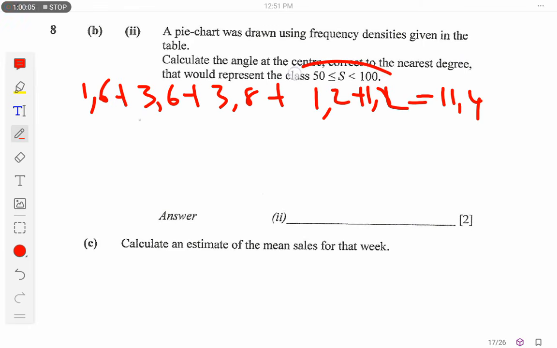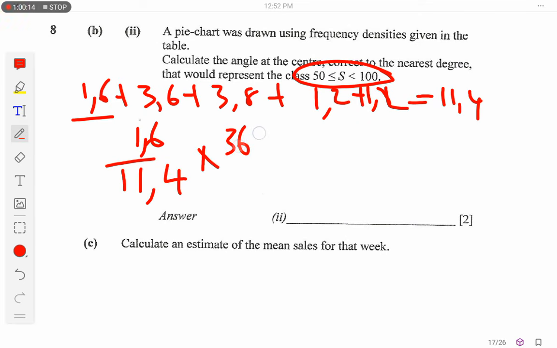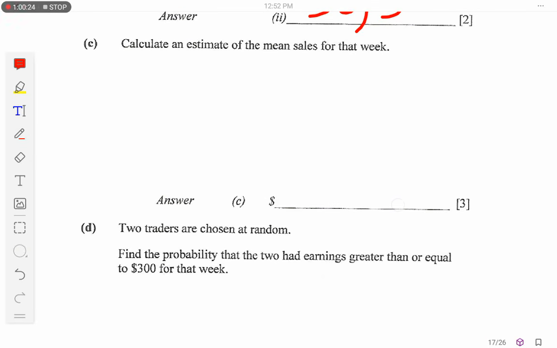Then you find out for the class of 50 to 100, it has 1.6. So 1.6 over 11.4 times 360 degrees, because a pie has 360 degrees, you get yourself an angle of 50.5 degrees.